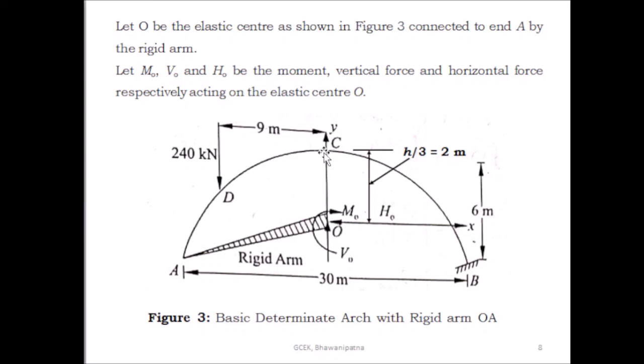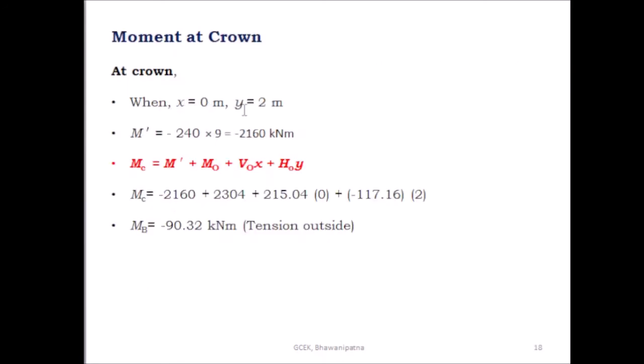Here the x-coordinate is 0, and the y-coordinate is measured with respect to O. So what is the y distance? The y distance is equal to 2 meter and the x distance is 0. So the x coordinate of point C is 0 and the y coordinate of point C is 2 meter. Then you can find out the moment due to the external loading at the crown. So this is equal to minus 240 into 9, minus 2160 kilonewton meter.